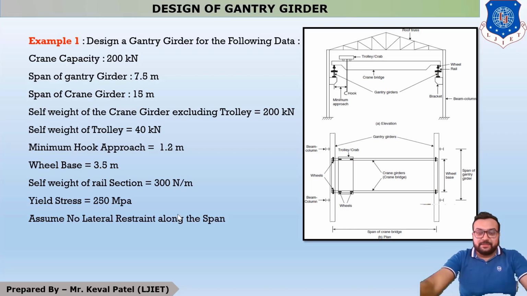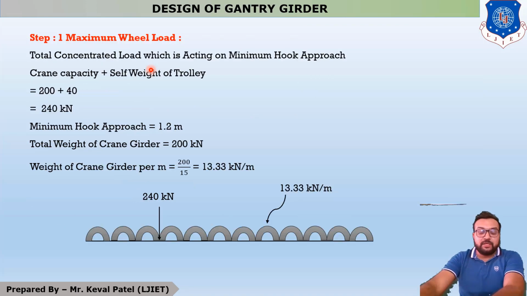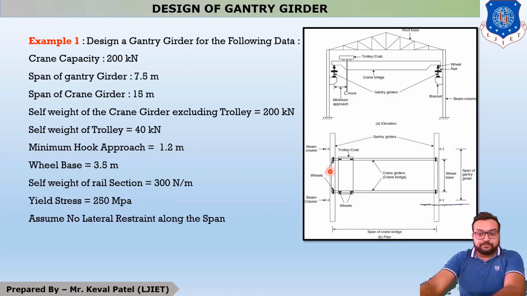So students, this is our question: design a gantry girder for the following data, in which two types of span are given. The first is the crane girder span, which is 15 meter, and the second is the gantry girder span, which is 7.5 meter. In the first step, we have to find out the maximum wheel load. You can see that there are two wheels moving on each of the gantry girders.